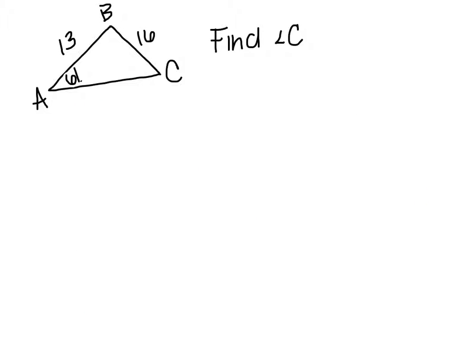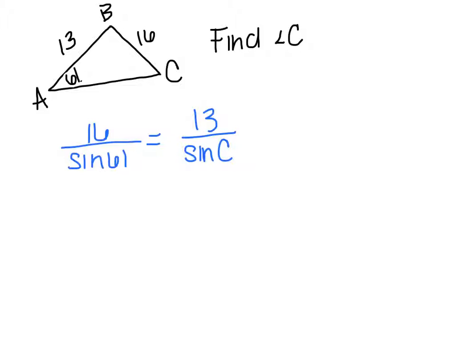So we have another example using law of sines. My goal here is to find angle C. Well, here's what I know: 16 over the sine of 61 equals 13 over the sine of C. Let's go ahead and cross multiply. 13 times the sine of 61 equals 16 times the sine of C.